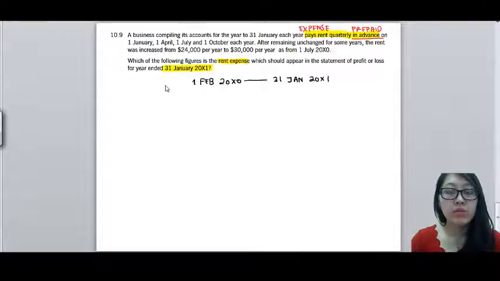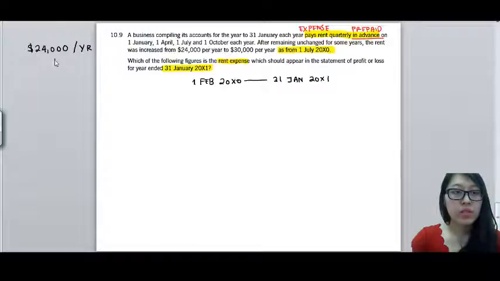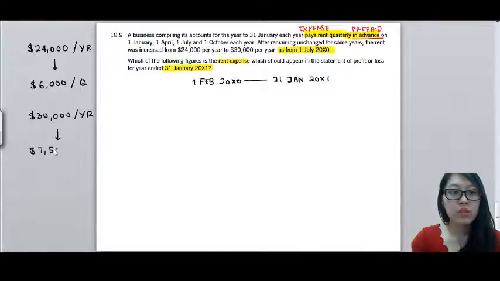After remaining unchanged for some years, the rent was increased from $24,000 per year to $30,000 per year as from 1st July 2000. If 24,000 is per year previously, then per quarter would be 6,000. Then if it was 30,000 per year next, it would be 7,500 per quarter.